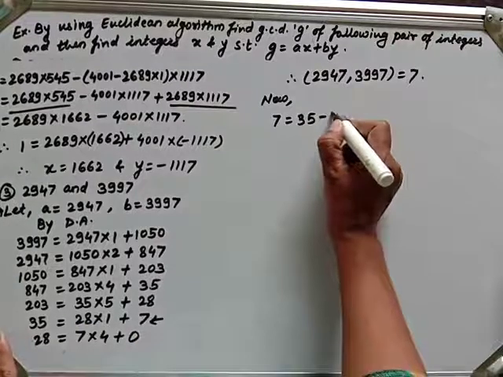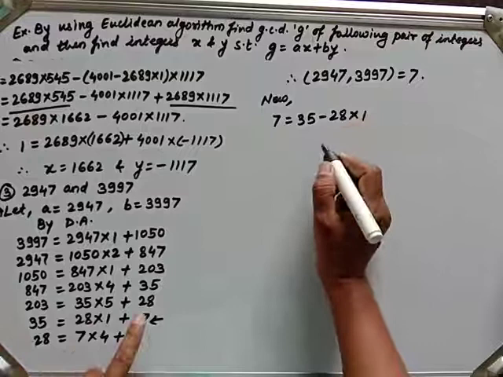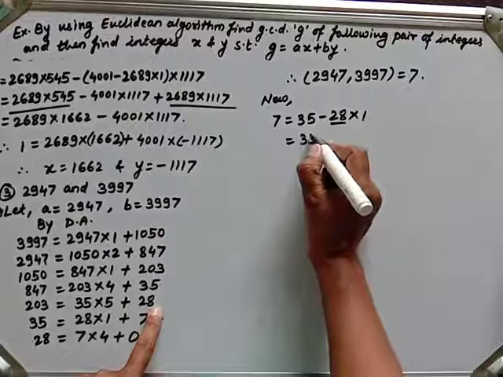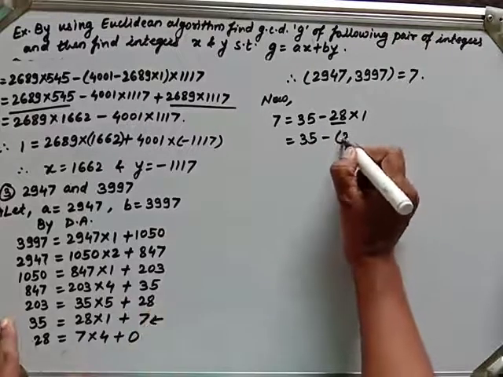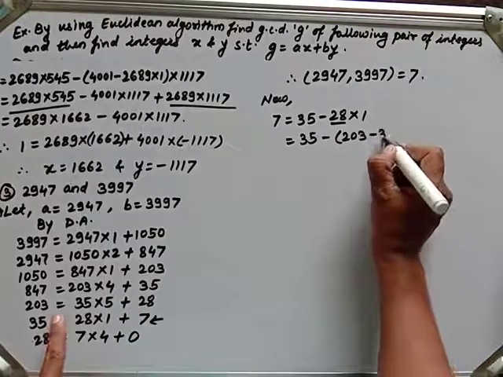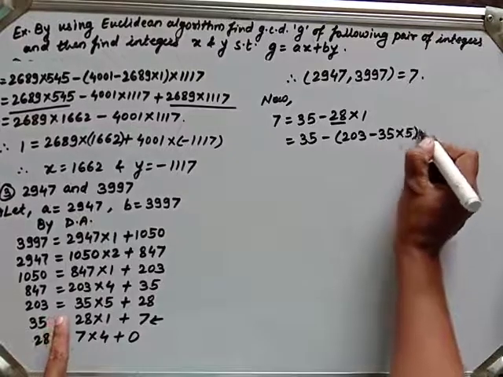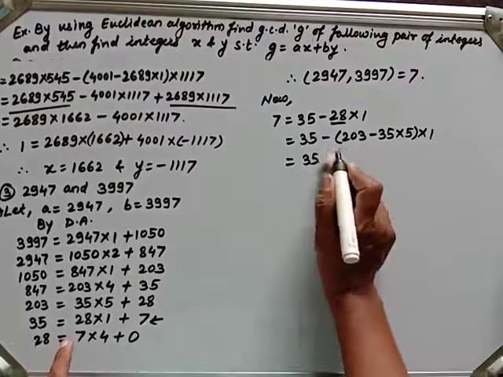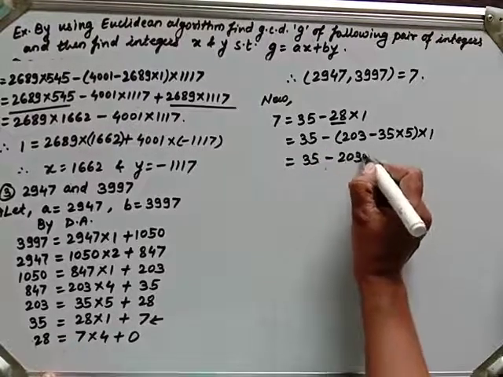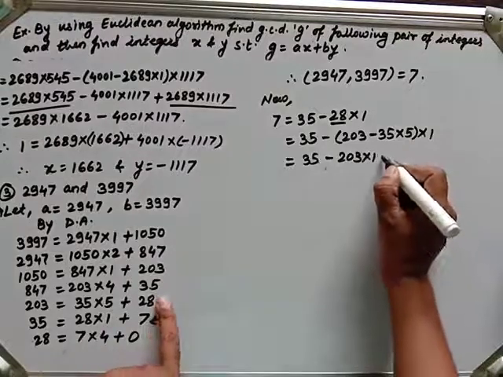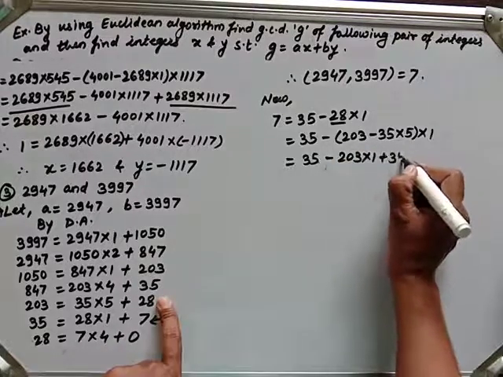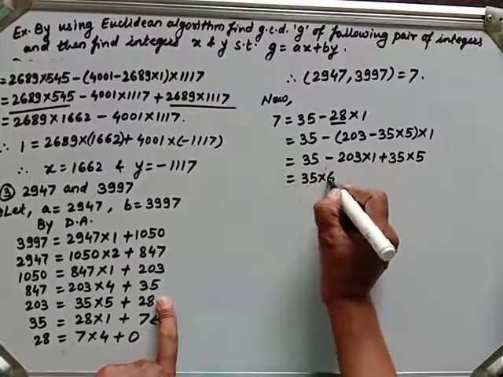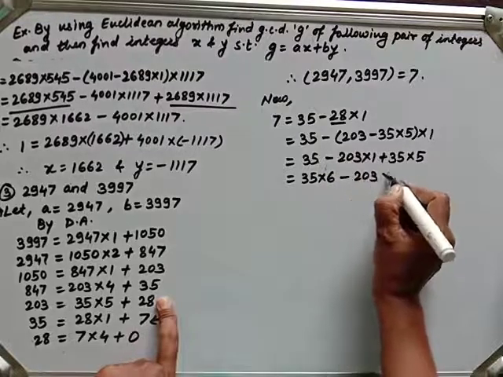35 minus 28 multiplied by 1. Now substitute 28 here from this equation. So it will be 35 minus, 28 is 203 minus 35 into 5, multiplied by 1. So 35 into 1 or 35 as it is minus 203 into 1, minus becomes plus 35 multiplied by 5. So it will be 35 multiplied by 6 minus 203 multiplied by 1.